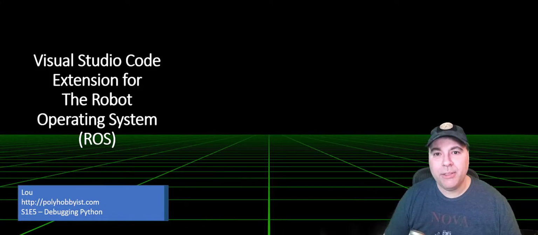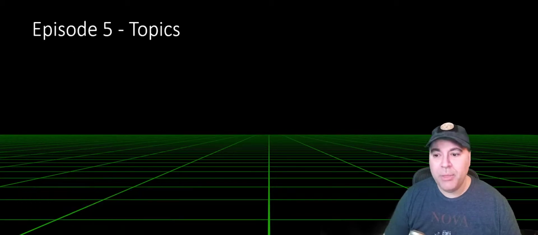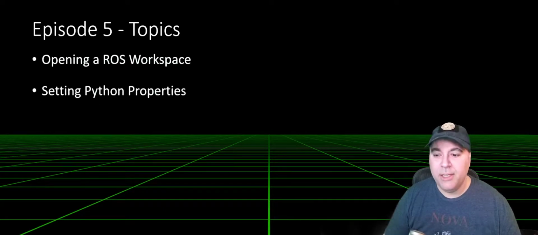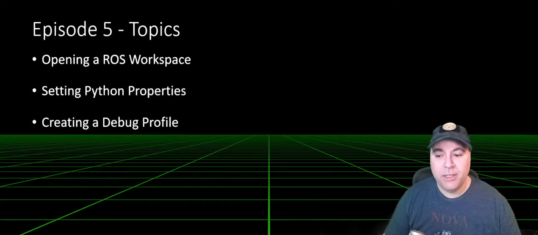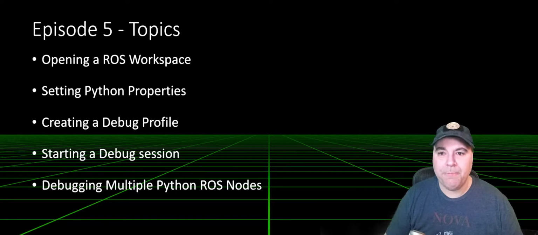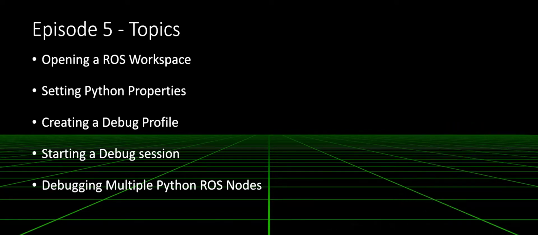Today I'm going to be talking about debugging Python in the Visual Studio Code ROS extension. I'm going to be covering a few things. First, opening a ROS workspace, setting Python properties, creating a debug profile, starting the debug session, and then we'll talk about multi-node debugging. Let's get started.